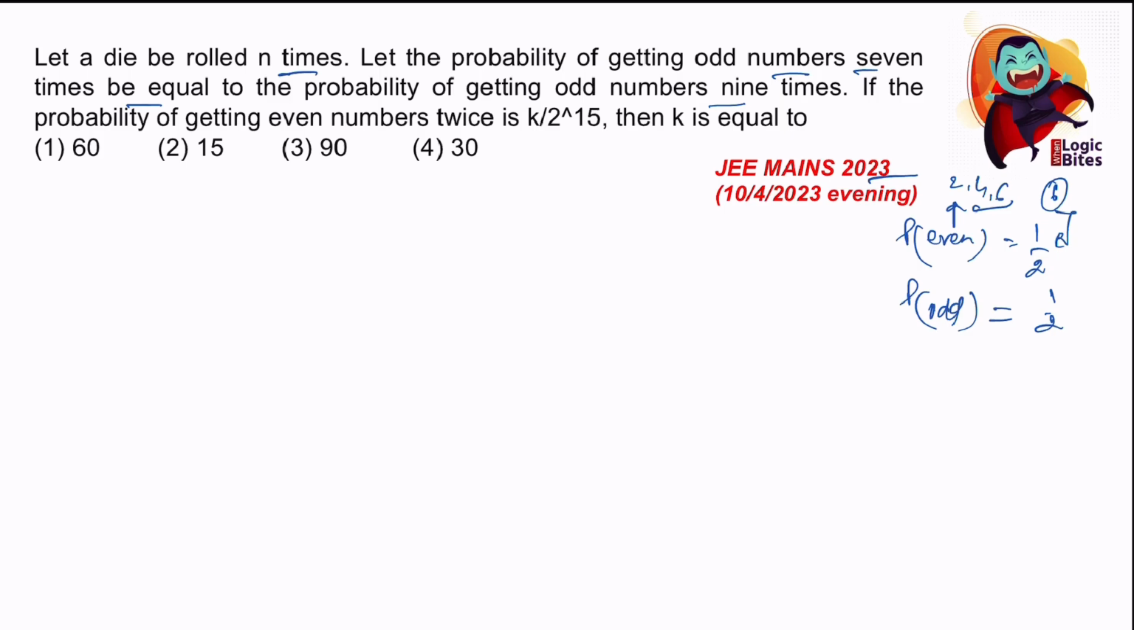So the die has been rolled n times. The probability of getting an odd number is 1 by 2, and getting it 7 times will be to the power 7, multiplied by the remaining n minus 7 rolls, which will be even numbers. For even also the probability is 1 by 2, to the power n minus 7. Then we also need to arrange, so factorial n divided by 7 factorial into n minus 7 factorial.